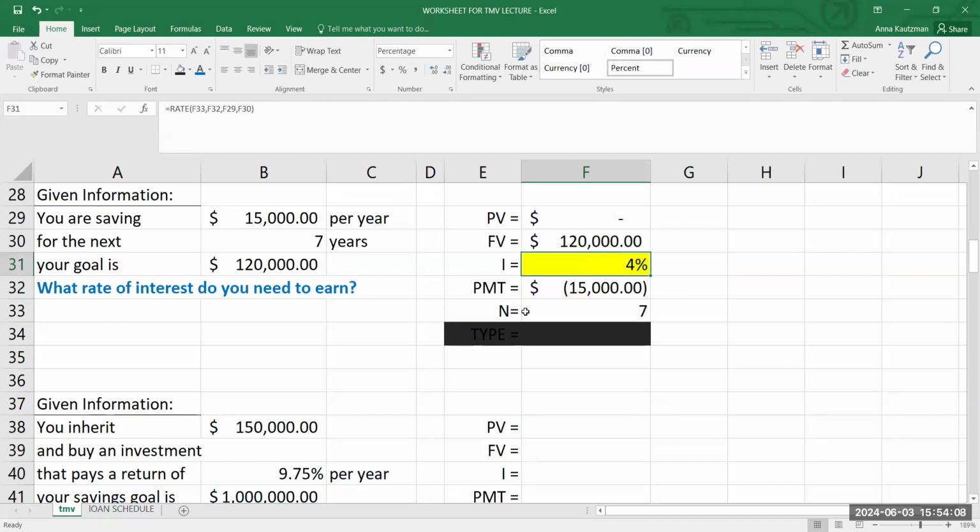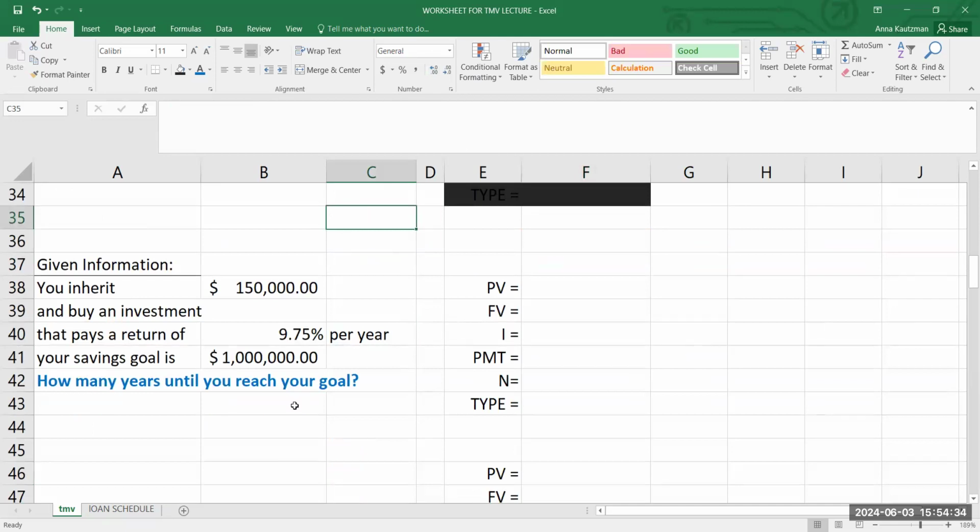It says 4%, but remember, we need everything to 2 decimal places. And when we do that, we see it's more than 4%. For us to reach our goal of $120,000, we must find an investment that pays at least 4.42% per year.